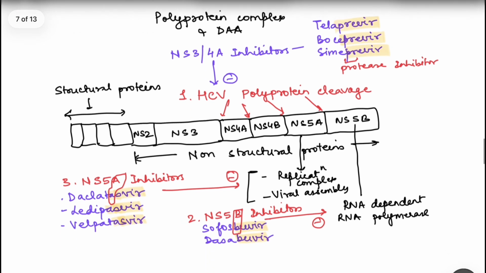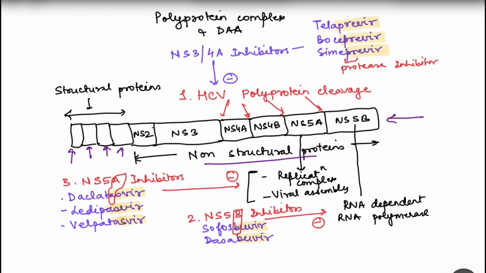Let us see here. Here you see this is the polyprotein, where the whole protein is synthesized, which has within itself structural proteins. So there are 1, 2, 3, 4 different structural proteins, and there are also non-structural proteins. These non-structural proteins are NS2, NS3, NS4A, NS4B, NS5A, NS5B. NS stands for non-structural.